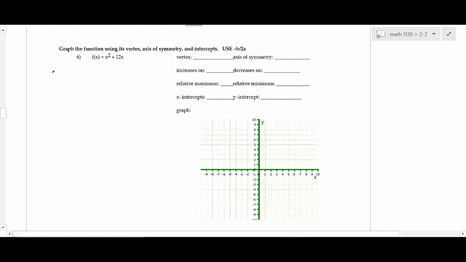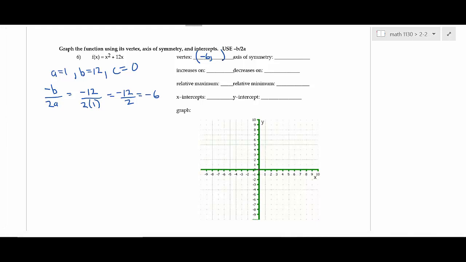Okay, so let's see. In this problem, a is 1, b is 12. You don't need c. It doesn't make any difference. So that c would be 0. So let's go ahead and do negative b over 2a and get that calculated out. So we would have negative 12 over 2 times 1. So that looks like negative 12 over 2. So that means the x value of the vertex is going to be negative 6. Okay? All right, what do you do with the negative 6?